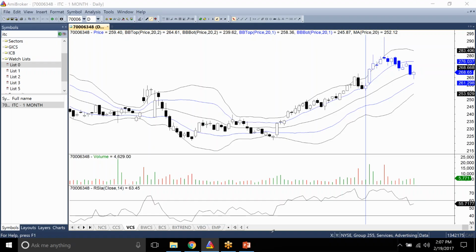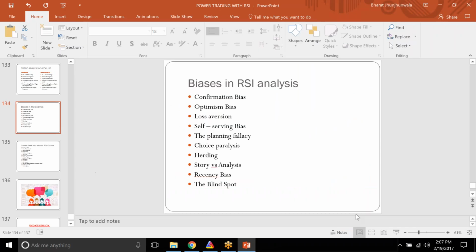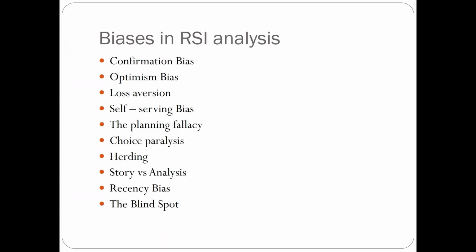All right. So this is what story versus analysis is all about. Don't trust the story, just trust your analysis.